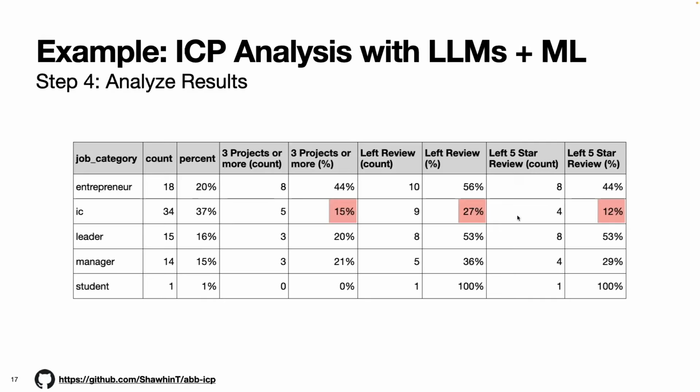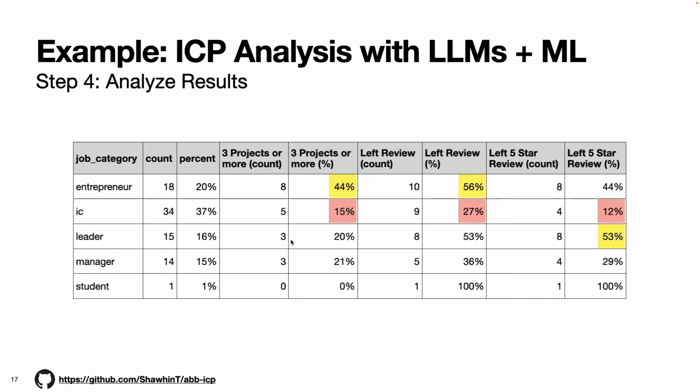This is kind of like the worst job category, which aligns with what we were seeing with the logistic regression coefficient plot. On the other hand, if we look at the best performing KPIs, we see entrepreneurs tend to be very engaged. 44% of them will do 3 or more projects. 56% of them will leave a review. And then we have leaders, which are a strong second, where 53% of them left a review. And then 100% of the leaders that left a review also left a 5-star review. And then most of the entrepreneurs leave a 5-star review. So we're already seeing that entrepreneurs and leaders tend to really like the course. They tend to be the most engaged.